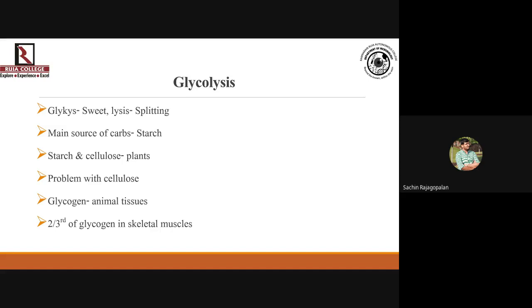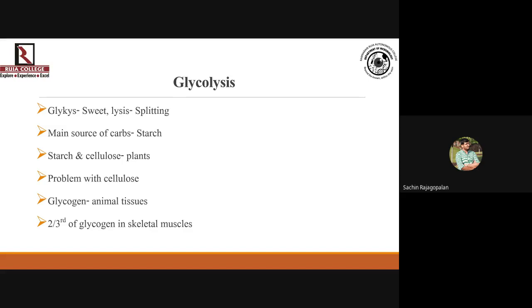Okay. Now the main source of carbs on this earth is starch. In case of plants, starch and cellulose are those polymers which are extremely rich in glucose. But yes, breaking down cellulose is a very big task.